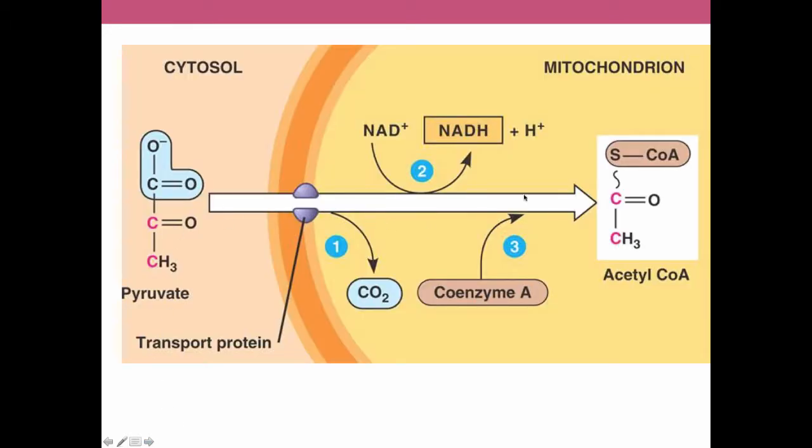So here's that shown graphically. The pyruvate is a 3-carbon molecule, and the pyruvate is going to get taken into the mitochondria. It's going to release a molecule of CO2. So one of its carbon atoms is going to get released here. The other 2 carbon atoms get fixed to this coenzyme A.